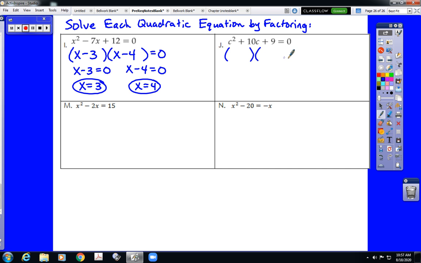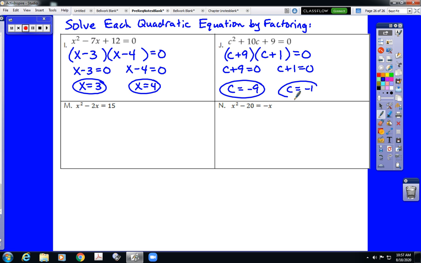On J, we're looking for two numbers that multiply to 9 and add to 10. That would be 9 and 1. Again, once that's factored, one of those two factors has to equal 0. So we would then solve those equations, giving us c is negative 9 or c is negative 1.